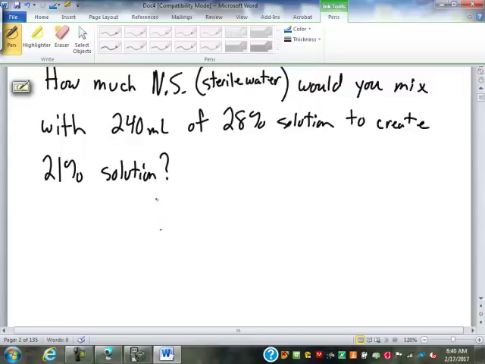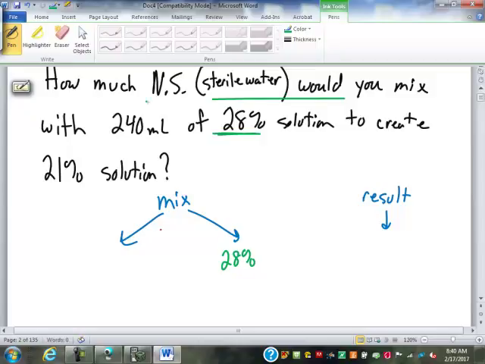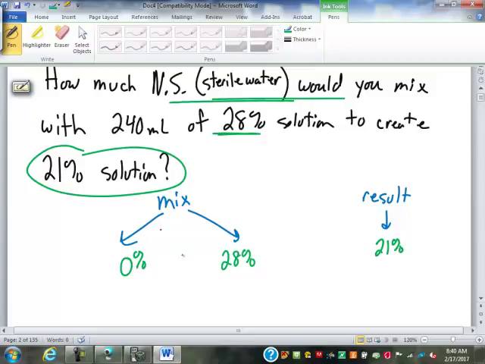So again, you've got to look at the two things we are mixing together, and then what our desired result is. And I always start out with the percents. Obviously, one of the percents we're mixing is the 28% solution. Doesn't matter whether I put it first or second. The other thing that we're mixing together is the sterile water. What's the concentration of that? How much medicine does it have in it? None. So that's 0% concentration. And the desired result, we're trying to create a 21% solution. So we're mixing 0 and 28, trying to create 21%.